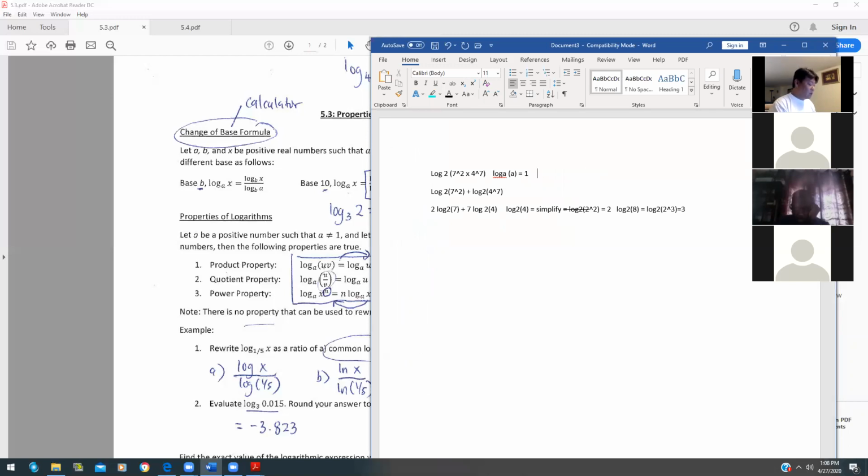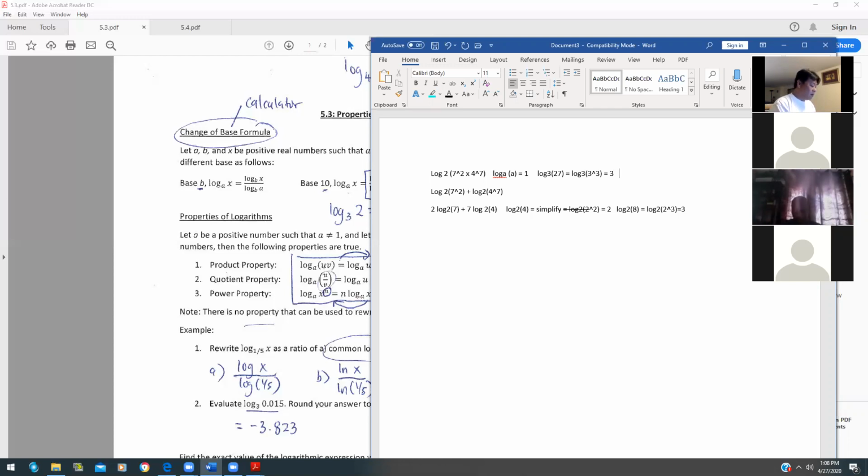Can someone tell me what log 3 27 is? No, you have to change the base, same base. So log 3 has the same base 3. 3 to the power of what is 27? 3. So what is log 3 27? Your answer is 3. You guys with me here?